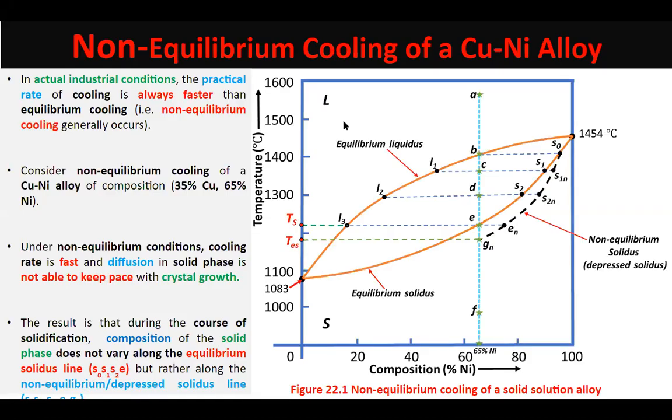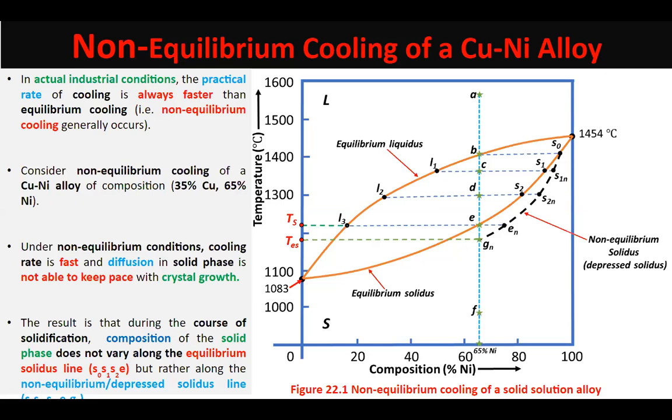Well, in the last two sessions, I discussed with you the meaning and the conclusions to be drawn when we say we are doing equilibrium cooling of a type 1 alloy. The example taken was of a copper nickel alloy of 65% nickel and the remaining copper composition. You see, equilibrium cooling means very slow cooling.